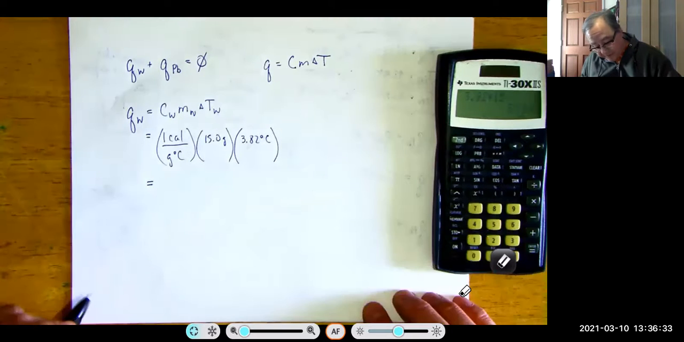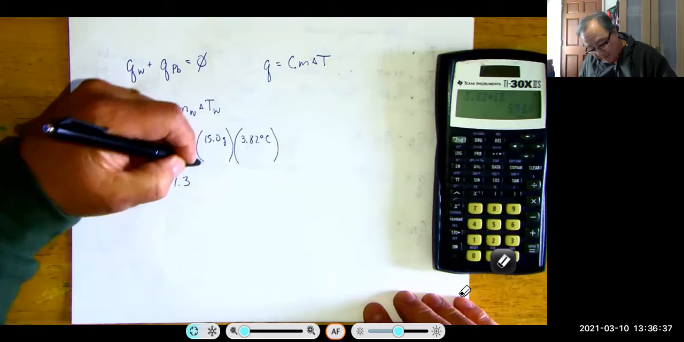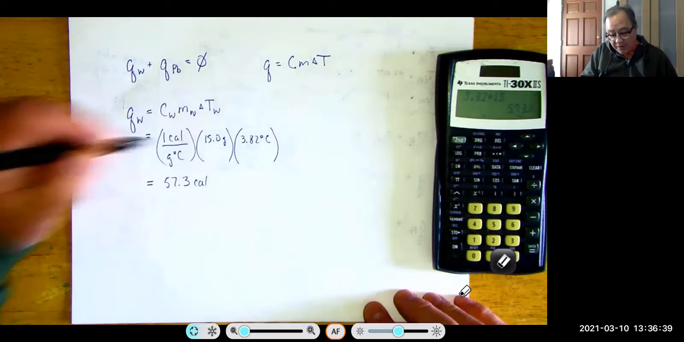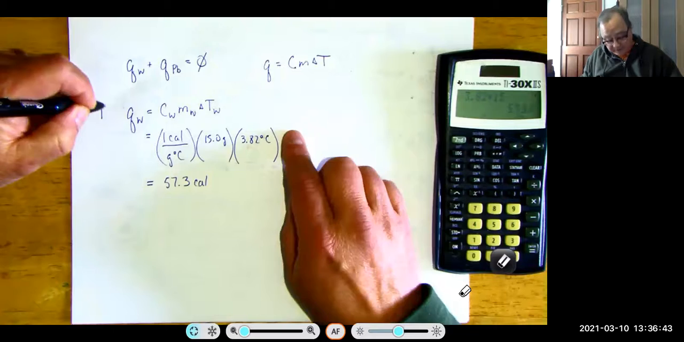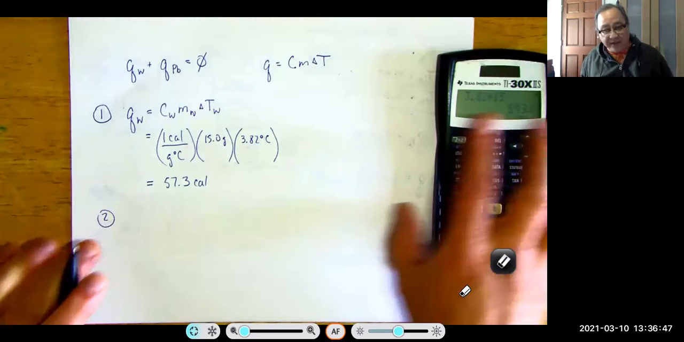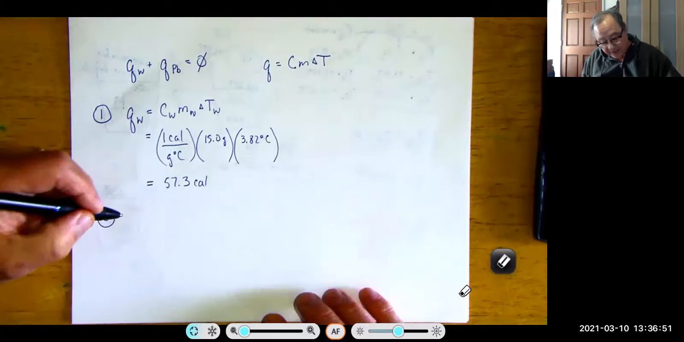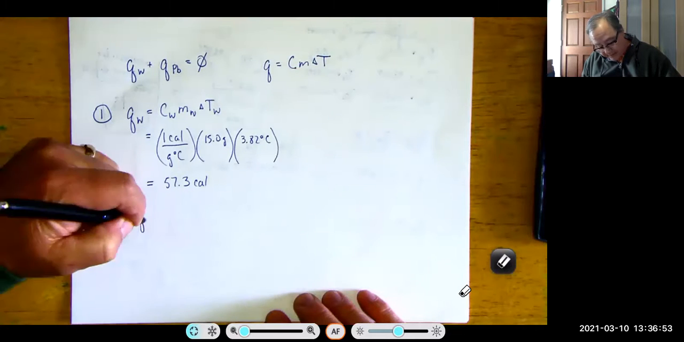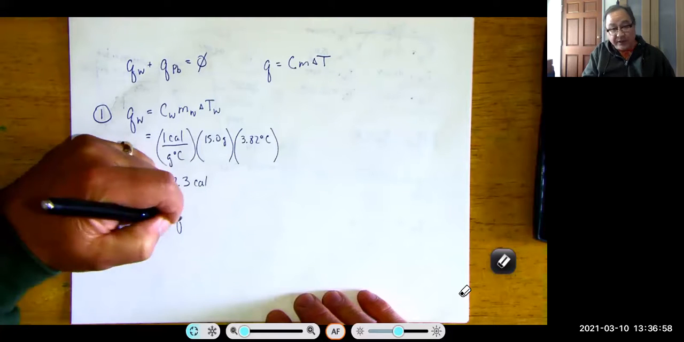And I get 57.3. And that's going to be calories. So now we use this formula. That's kind of like the first calculation. The change in temp is kind of like a pre-calculation. So Q, the second calculation, we're going to say Q of the lead is equal to negative Q of the water because of this equation here.